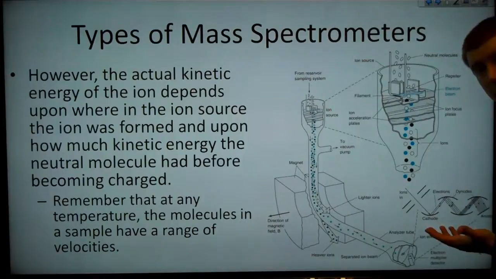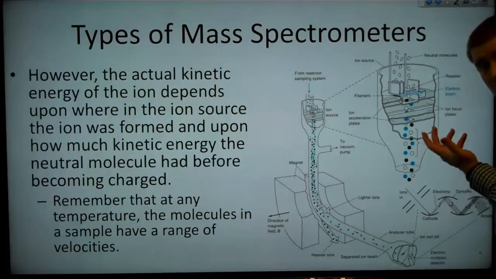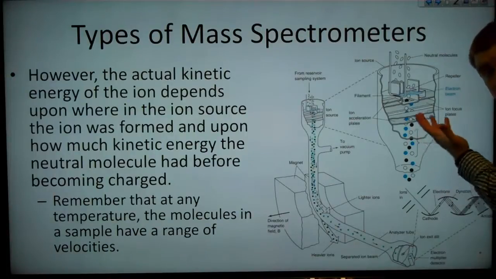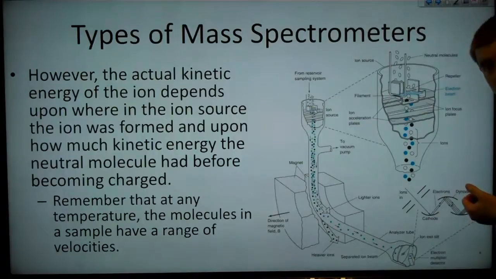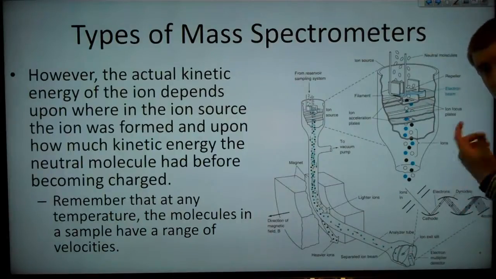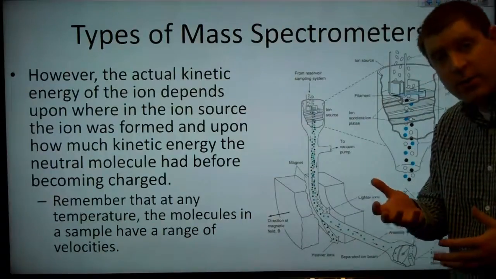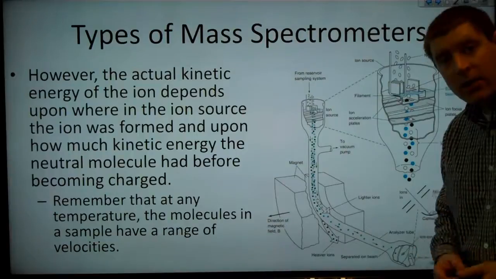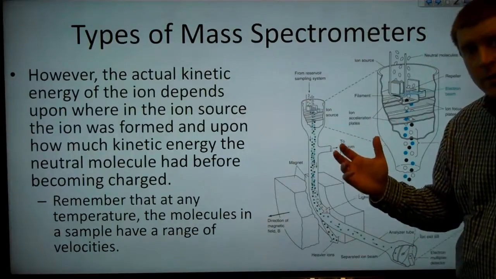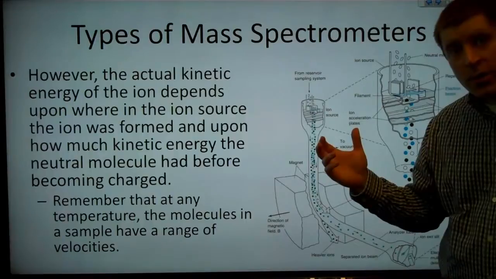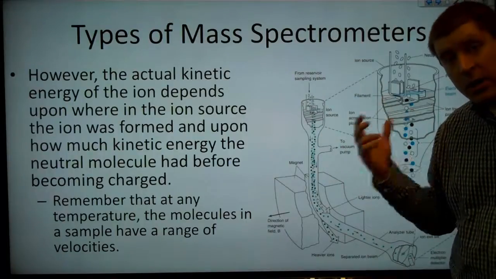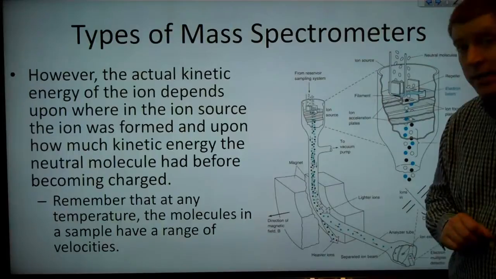And because the electrostatic attraction or repulsion from those plates is going to depend on the distance of that ion from the plates, then where in our source the ion is when it gets charged will affect the speed with which it leaves, and how much kinetic energy that neutral molecule had before being ionized will also affect it. Because if the neutral molecule had some kinetic energy beforehand and then we're accelerating it, the total kinetic energy that it has after leaving the source is a result of the kinetic energy that it started with plus the acceleration that it was given from the ion acceleration plates.